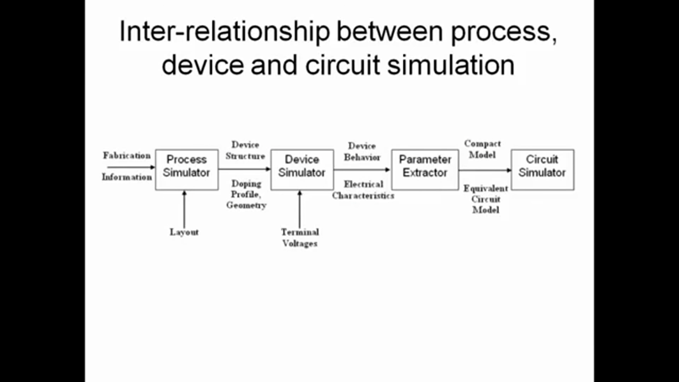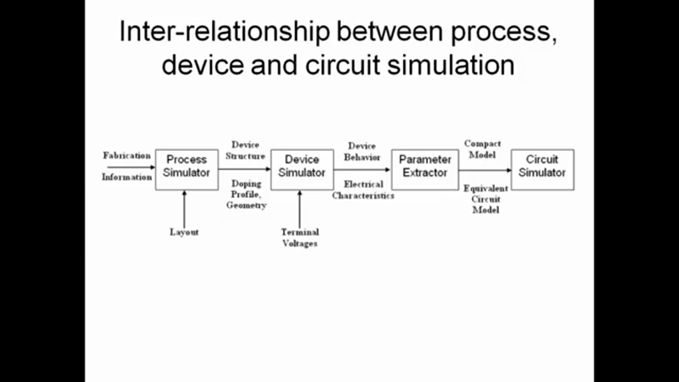So in a typical TCAD flow, this is one which shows the interrelationship between process, device and circuit simulators. You start with the fabrication information, which is fed into a process simulator, including the layout. Then the output of that process simulator will be a device structure, which includes the doping profile and the geometry, and then it is fed to a device simulator. The other input to the device simulator will be the terminal voltages, that is, what kind of voltages will be applied to the given device. Then it will give you the device behavior in terms of the electrical characteristics.